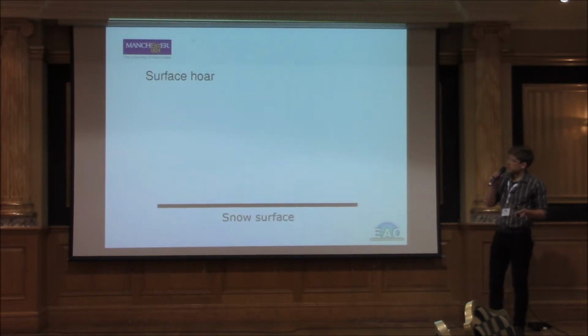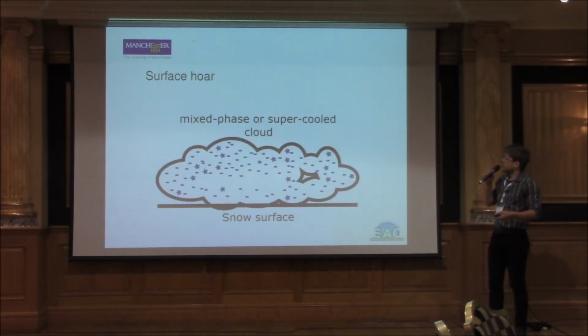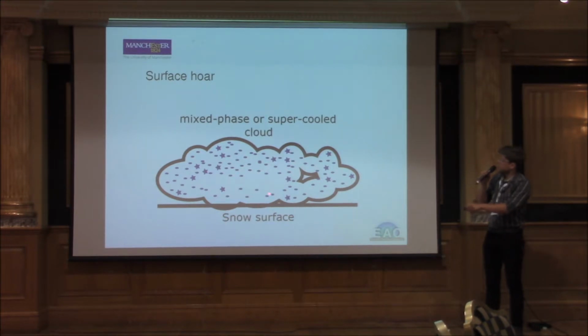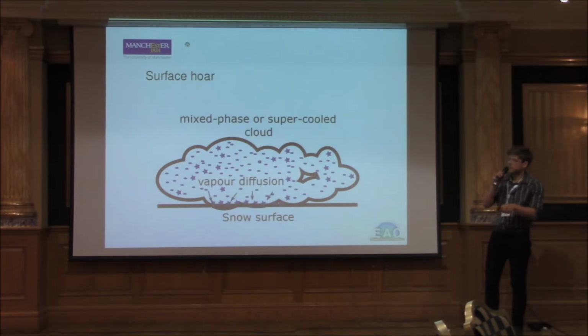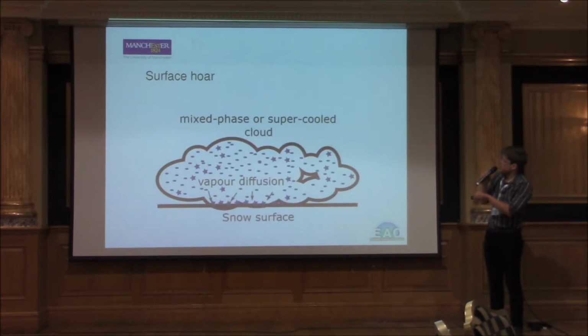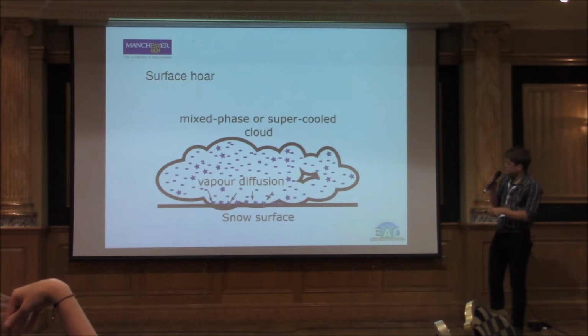So briefly, what is surface hoar? Just a little comic. You have a snow surface, not very unusual, on top of a mountain. If you have a cloud enclosing this snow surface, and the conditions reach near water vapor saturation, then you get vapor diffusion, and this vapor diffusion leads to the formation of snow surface crystals.